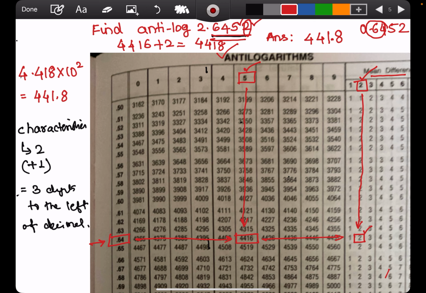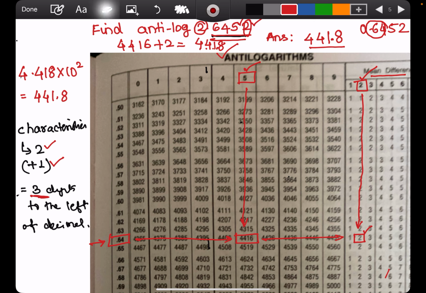Now where to locate the decimal? You find that the characteristic is 2 here. Characteristic is 2, so I need to add one to this. So characteristic 2 plus 1 means the location is 3 digits to the left of the decimal. It means that 3 digits, 1 2 3, so the number is 441.8.